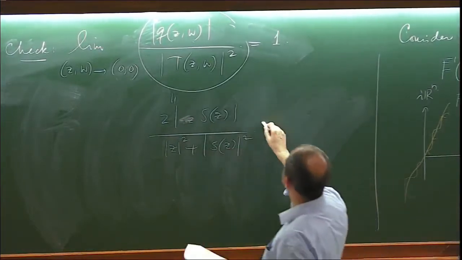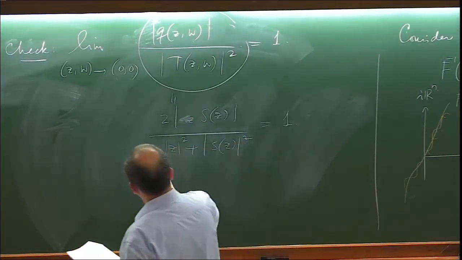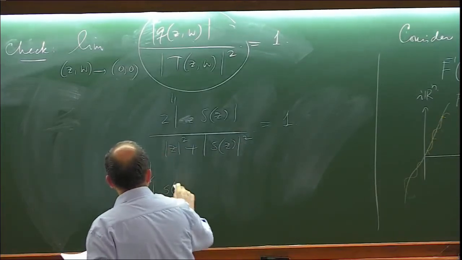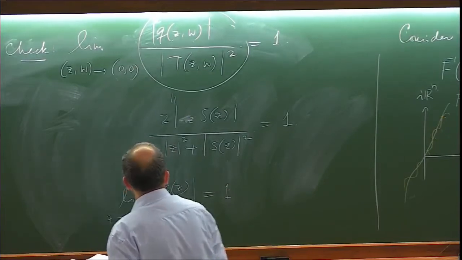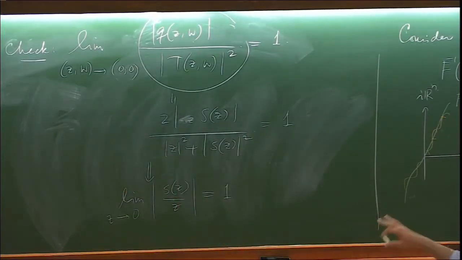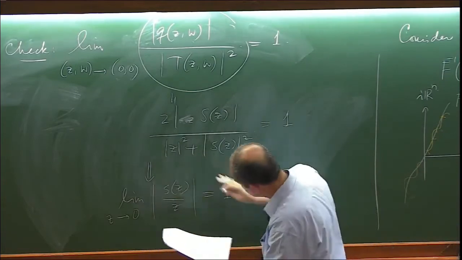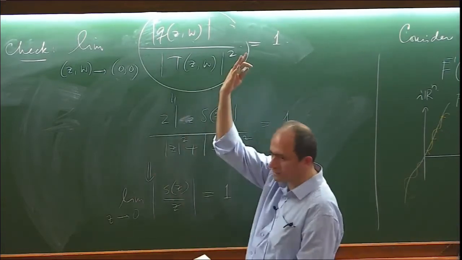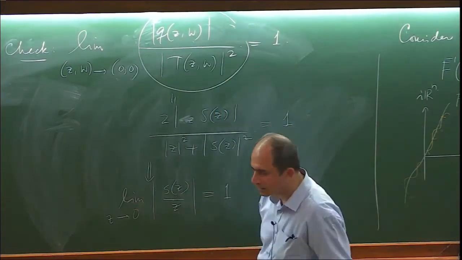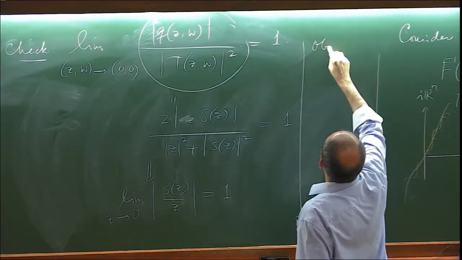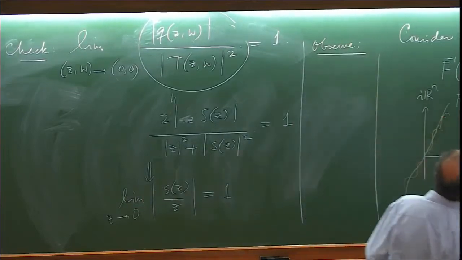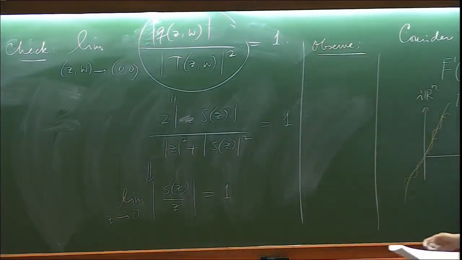If the limit of this happens to be 1, it follows that the limit of S of Z divided by Z is equal to 1. It's like 2ab divided by a squared, kind of thing. Okay. So this is where the information is that the graph cannot be vertical, bounded slope. And the other piece of information tells you about the sum of squares.